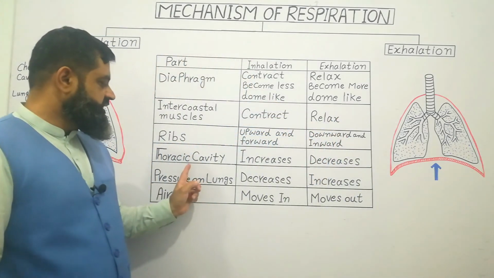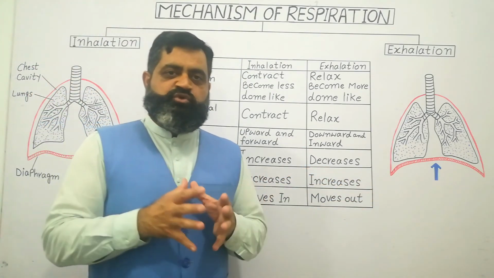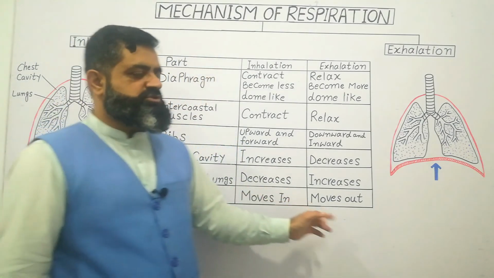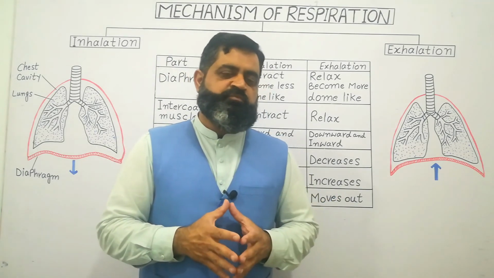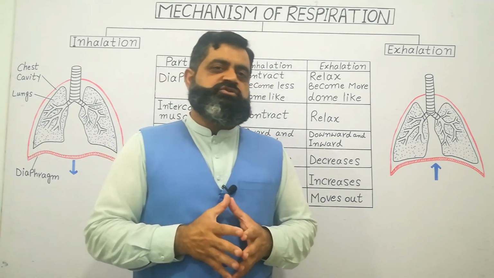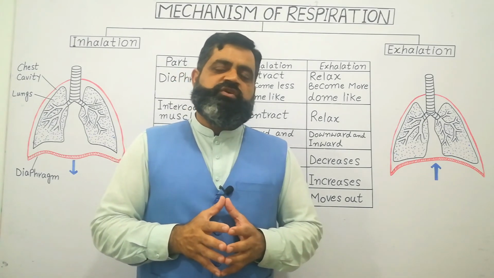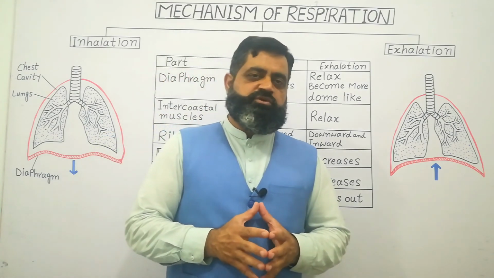When the thoracic cavity decreases, the pressure on the lungs increases, and as you know, lungs are spongy, so when they feel pressure, the air present inside the lungs moves out, and this process is known as the exhalation process. So in this way, the whole process of ventilation or breathing is completed. It takes about 15 to 20 times in 1 minute to complete this process.